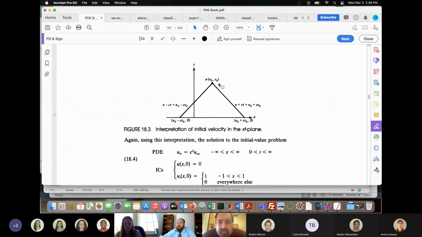Okay, here we are. So here's a point (x naught, t naught) at which you want to know the solution. Here we have the line with the equation x minus ct equals x naught minus ct naught, and here x plus ct equals x naught plus ct naught. Then you backtrack along these lines to the x-axis, and you look at the initial data at these two points along the x-axis. What is f of x at these points? The average of those values will give the solution at this point.